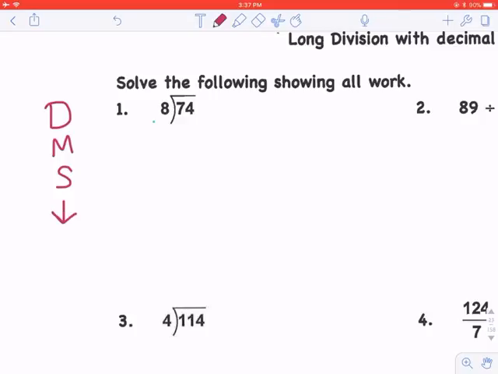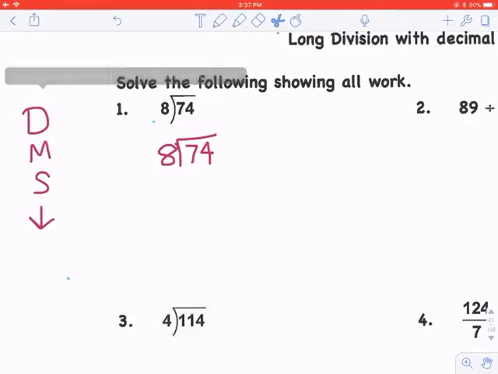So here, just because it's close to the top, I'm going to rewrite it. Otherwise, I normally wouldn't. Here, I'm going to be starting with how many times does 8 go into 7. I'm going to actually move this over. And here I'm looking at 8 going into 7. 8 goes into 7 0 times.